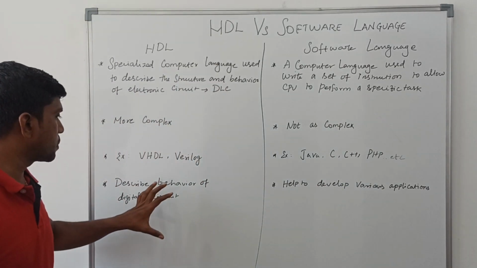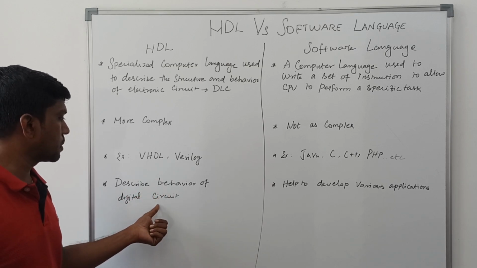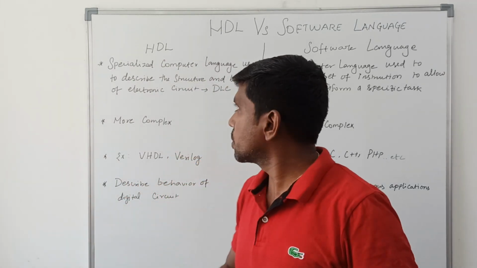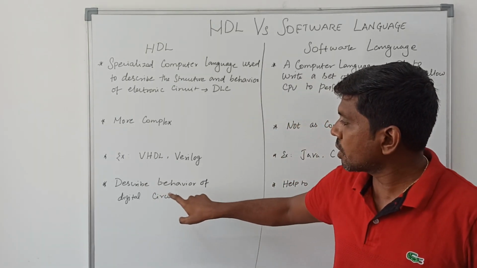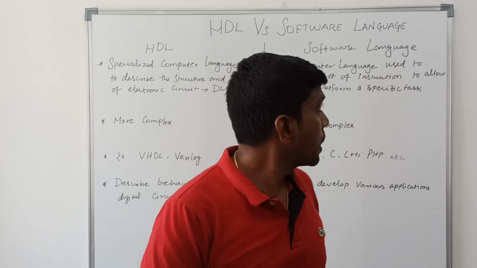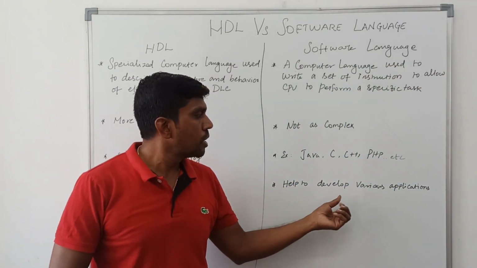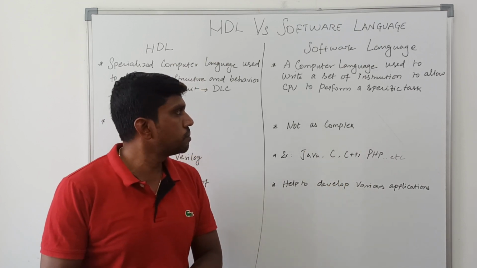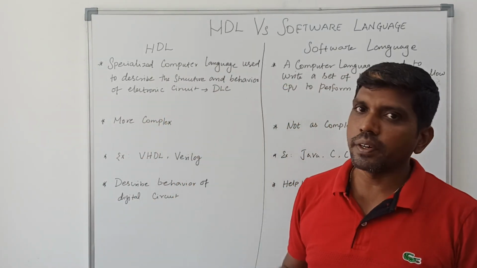Then the final one, based on applications. Hardware description language describes the behavior of digital circuits. If you need to design any type of digital circuit, you should use hardware description language, which describes the behavior and operations of the digital circuit. Software language helps to develop various applications like banking applications, gaming applications and database applications. These are the major differences between HDL and software languages.